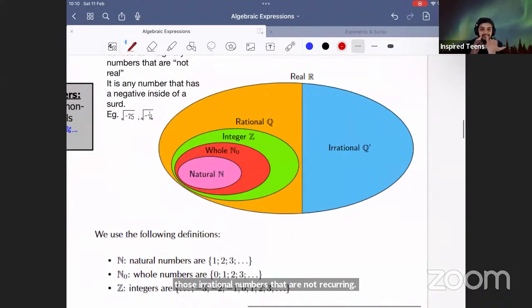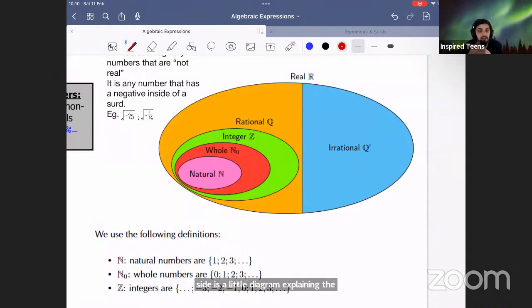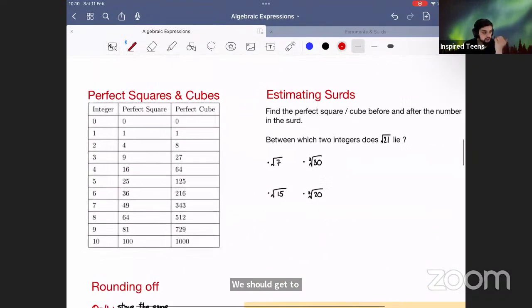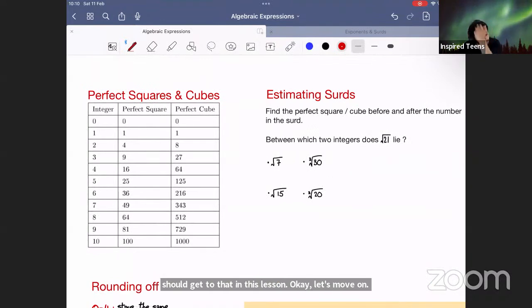On the right hand side is a little diagram explaining the different types of real numbers. Will there be a lesson on factorizing binomials and trinomials? Yes, we should get to that in this lesson. Let's move on. That was a revision of our real and non-real numbers.